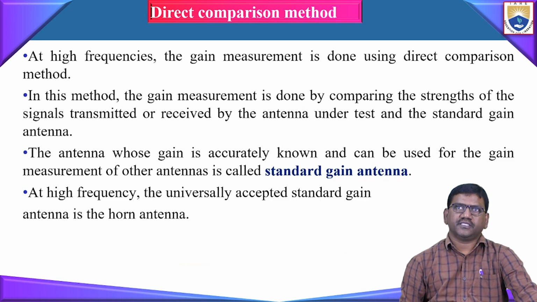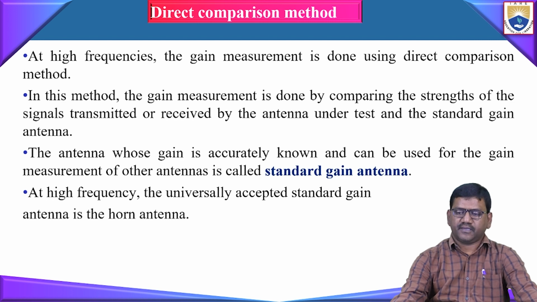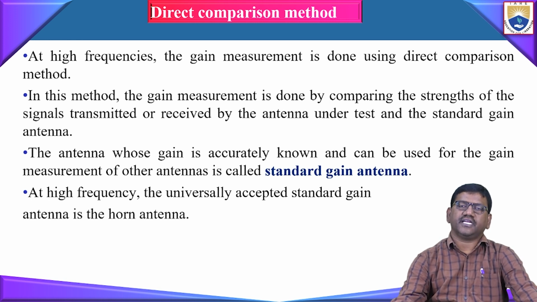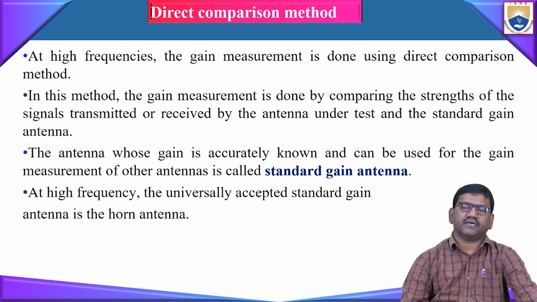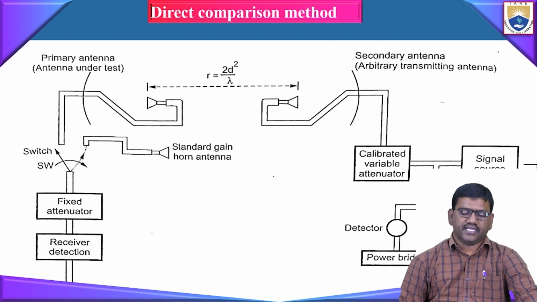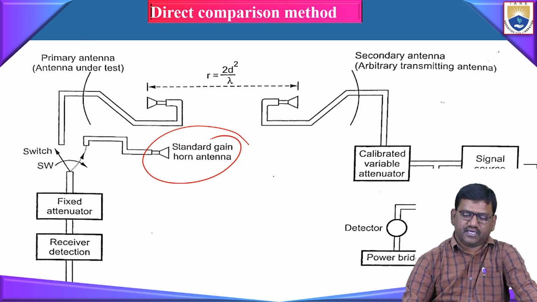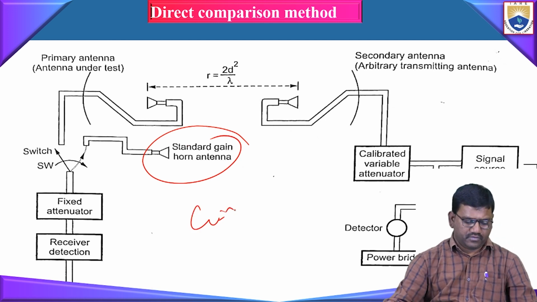In the direct comparison method, we use a standard gain antenna. In this method, the gain measurement is done by comparing the strengths of the signals transmitted by the antenna under test and the standard gain antenna. The antenna whose gain is accurately known and can be used for the gain measurement of other antennas is known as the standard gain antenna. So there are 2 antennas, the antenna under test and another antenna known as the standard gain antenna. The standard gain antenna is the antenna whose gain is already known.